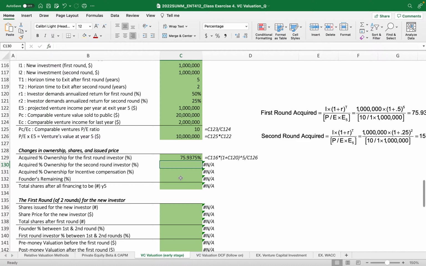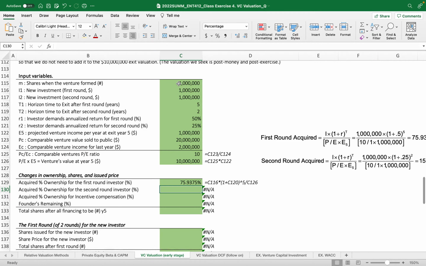The founders' remaining percentage of ownership will be used to get the total number of shares. So 2 million shares were existing, and that is not going to change. So 2 million over the founders' remaining percentage is the total number of shares. That's why we need to first calculate the percentage of ownership acquired by investors.